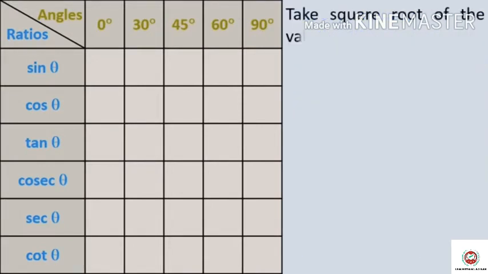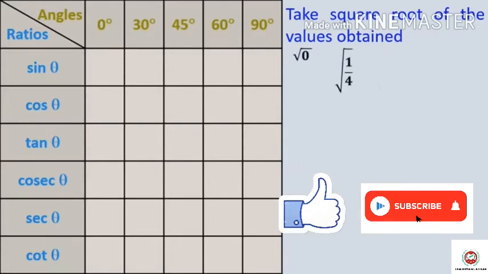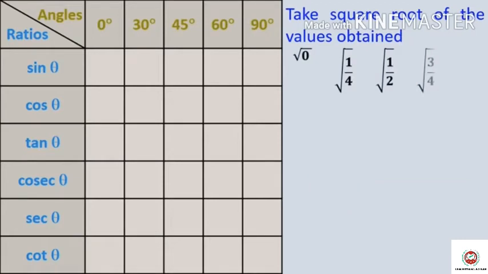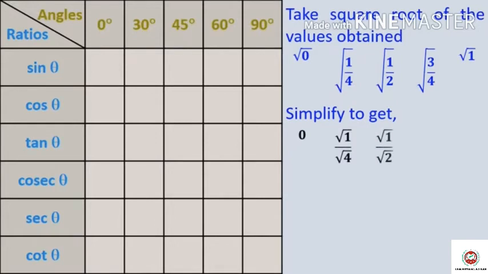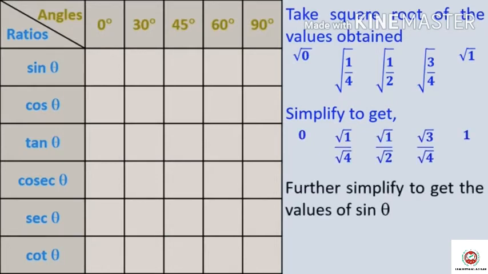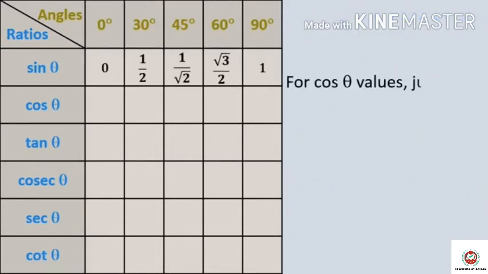Now by taking the square root of each and every value, we obtain square root of 0, square root of 1 by 4, square root of 1 by 2, square root of 3 by 4 and square root of 1. With further simplification we get 0, root 1 by root 4, root 1 by root 2, root 3 by root 4 and root 1, that is 1. After simplification, the values of sin theta are 0, 1 by 2, 1 by root 2, root 3 by 2 and 1. So we obtain these values of sin theta.